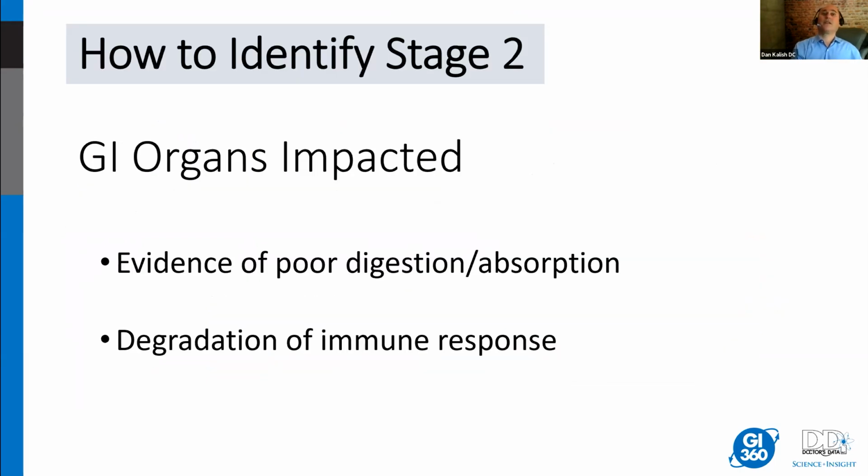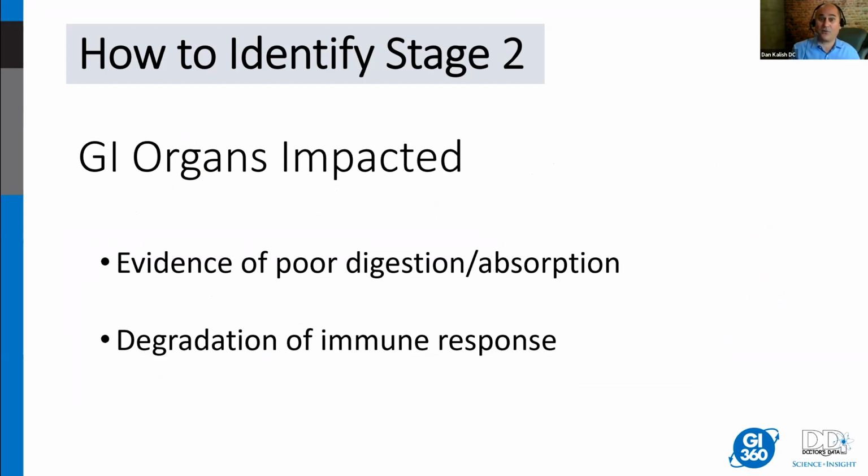a stage 1. Stage 2, again, now we're progressing. The microbiome's been out of balance because of the bad diet and the stress for a long period of time. Now things are getting a little bit worse. The organs are starting to get involved. How do you figure that out? You can see that on the labs really clearly. Okay, and there's going to be maybe some more symptoms. Maybe there's no symptoms now at all, right?